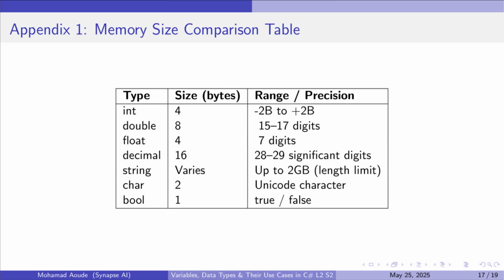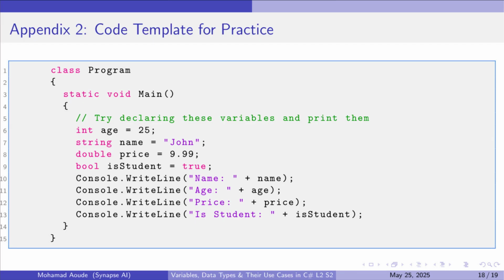In the appendix, you have a reference table of each type's memory footprint and range or precision. Keep this on hand when optimizing for performance or storage. And here is a code template you can use to practice declaring and printing variables of various types. Try it out to solidify your mastery of these fundamentals.